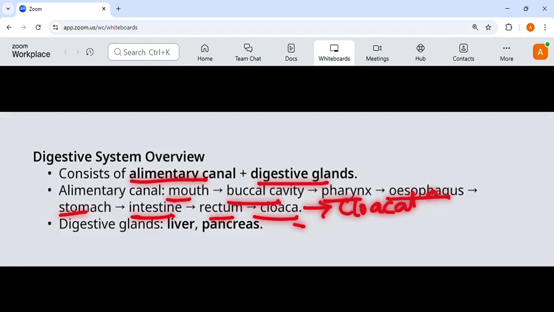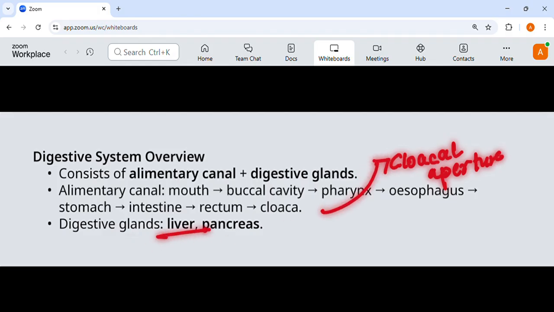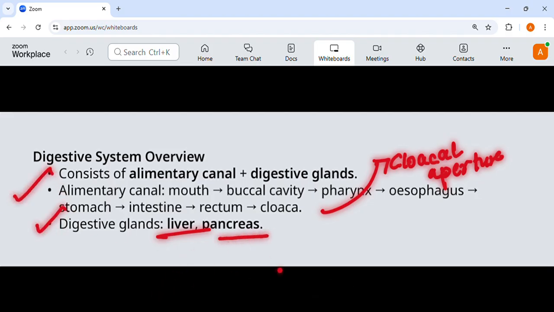This is the pathway basically. Cloacal aperture is the last one, outside. From the cloacal aperture, it moves out. Then digestive glands include liver and pancreas. So this is the alimentary canal and digestive gland.